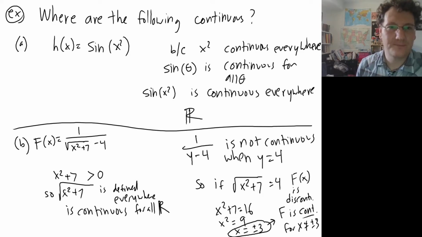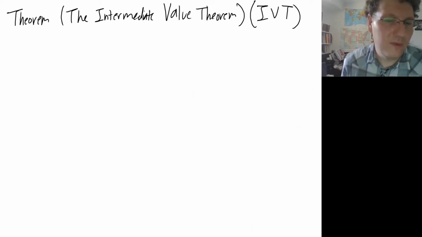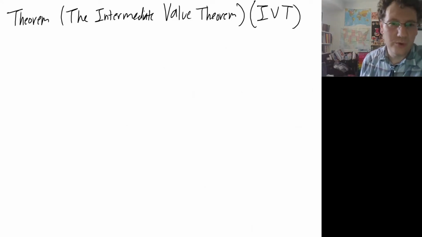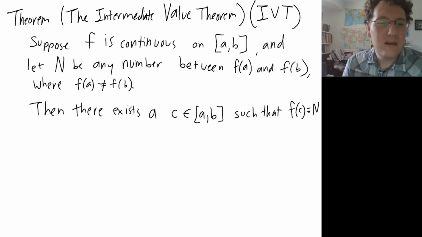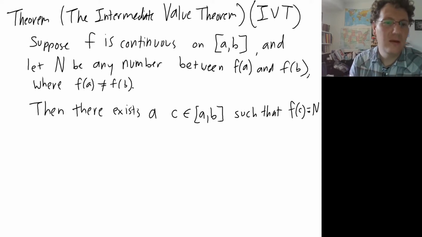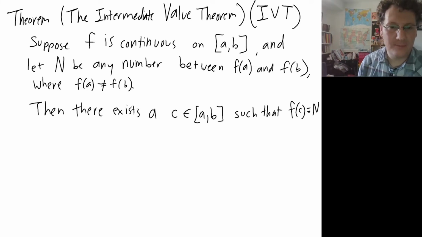And that leads us to a theorem about continuity and roots of functions, the intermediate value theorem, or IVT, I might call it for shorthand. It says if you have f, a function that's continuous on a closed interval from a to b, and n is any number between f of a and f of b, and we're assuming f of a is not equal to f of b, then you can always find some value c between a and b, such that f of c is equal to n.